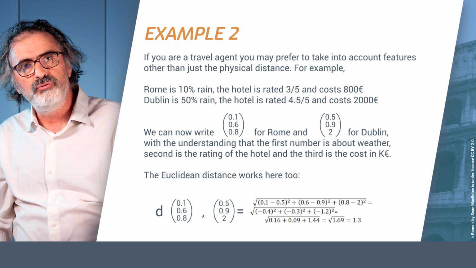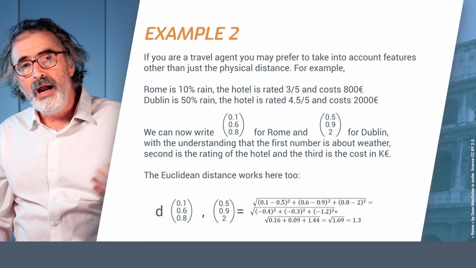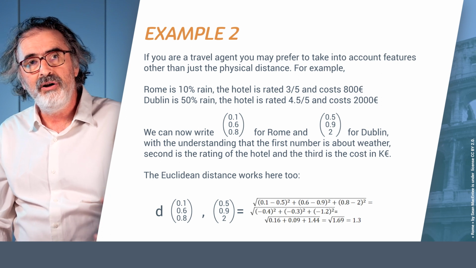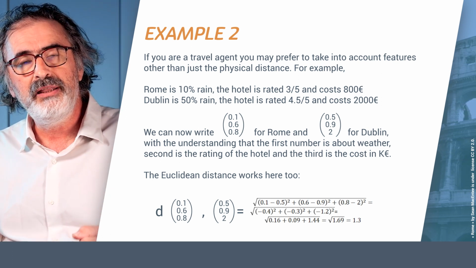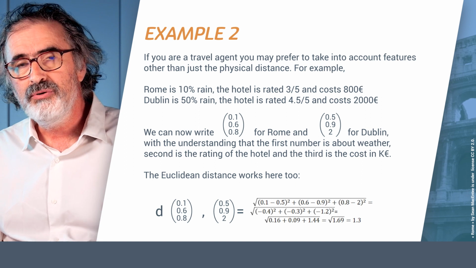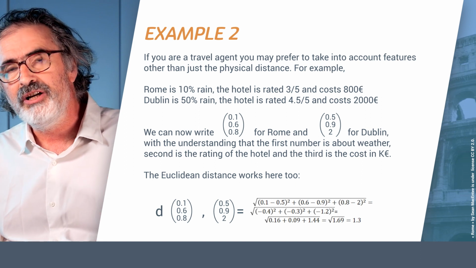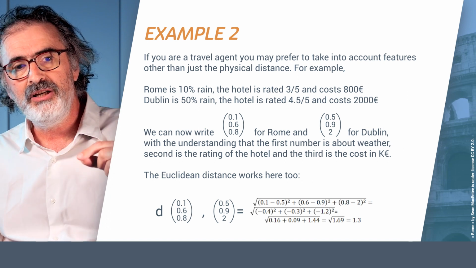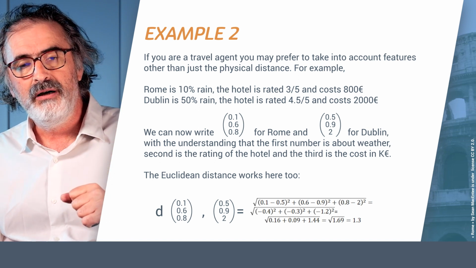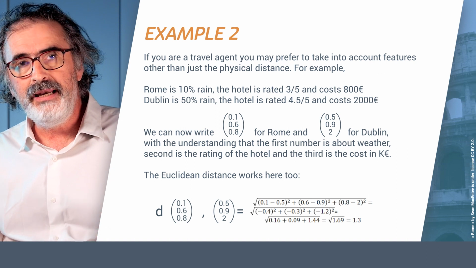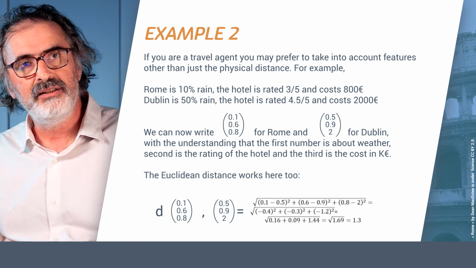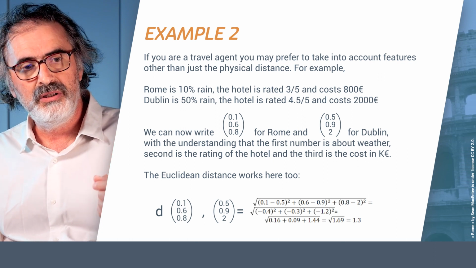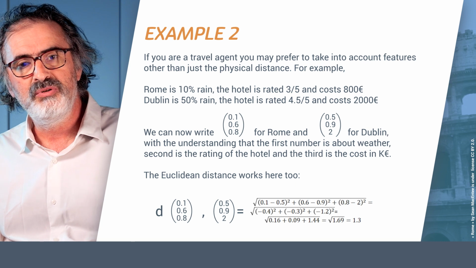I may know how much it rains in each city. I may know how well rated the hotels are. I may also know how much my holiday costs. So these would be 3 features which allow me to define the city of Dublin or my trip to Dublin or my trip to Ljubljana under these 3 dimensions, as in the picture on the slide. And again, I can use the Euclidean distance, which is just the mathematical formula we had in the previous slide, to compute the distance between these 2 cities.